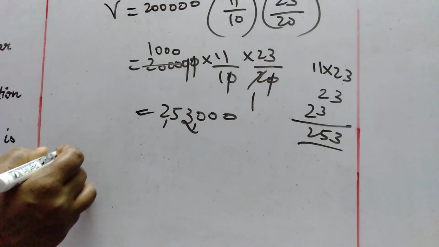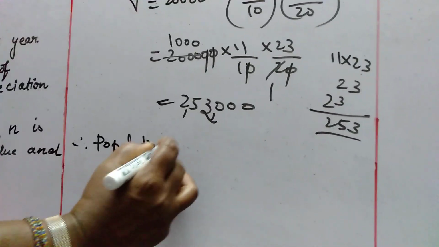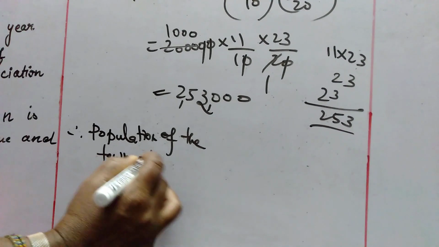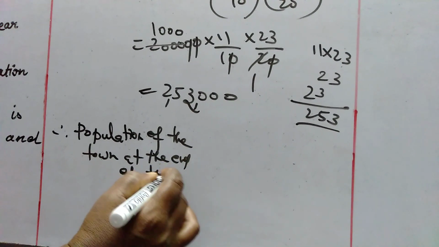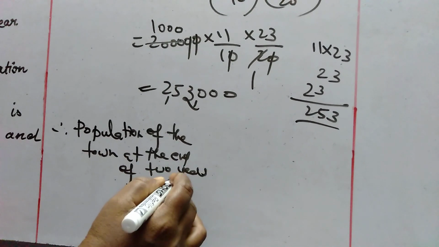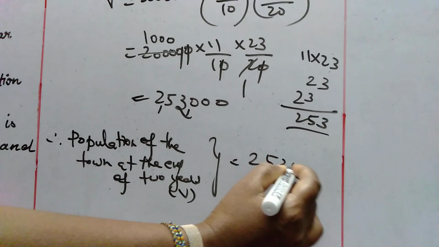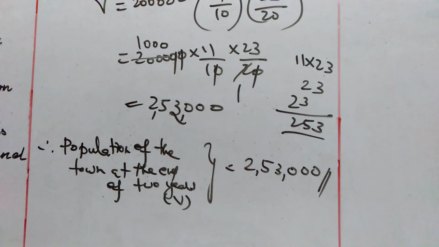Okay, therefore, population of the town at the end of 2 years equals 2,53,000. This is the solution of this question.